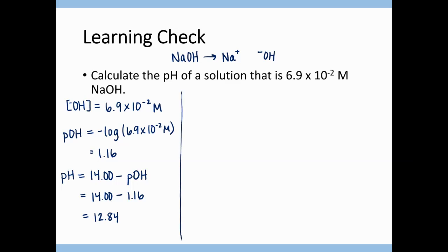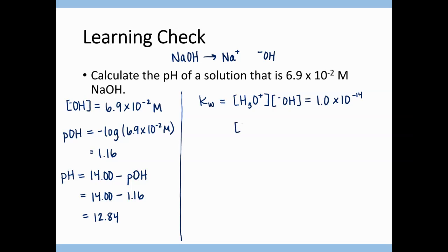Other method is using the Kw relationship to first calculate H3O plus concentration, and then with that directly calculate pH. So we won't calculate pOH with this other method. So remember that Kw is H3O plus concentration times OH minus concentration, and this is equal to 1.0 times 10 to the negative 14.